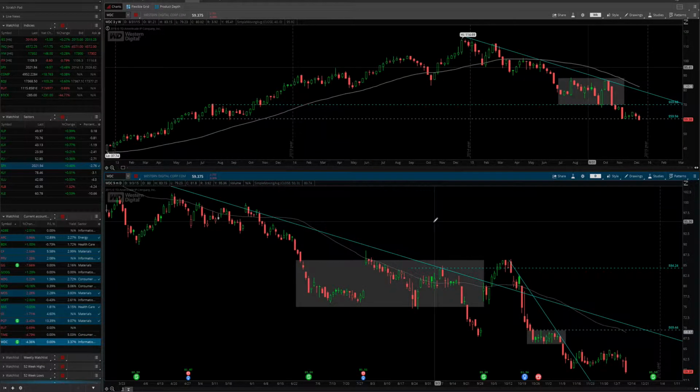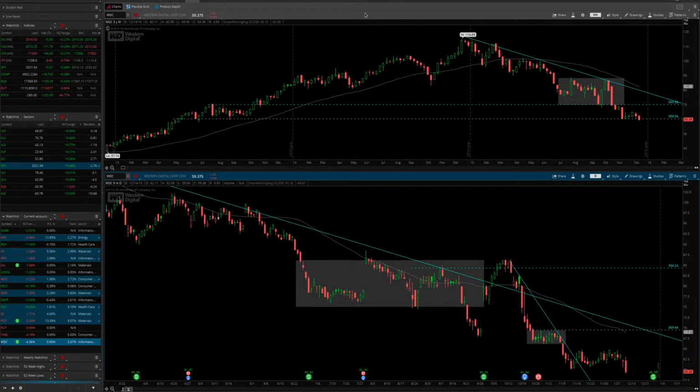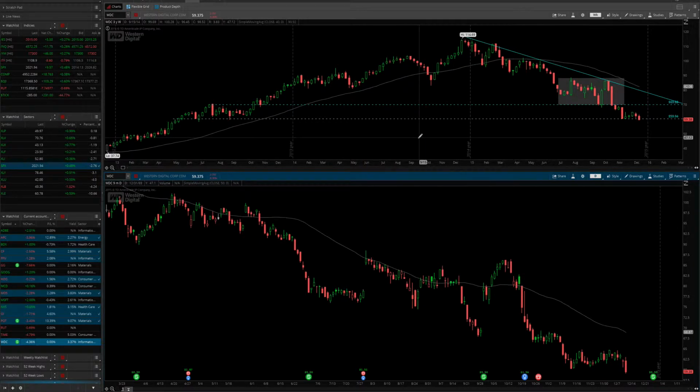And last but not least is Western Digital. We'll remove all these drawings just so you can get a better idea of what exactly we're looking at here. This was a trade that I did take on this small breakdown. We were able to pick up a little bit of money on it, but nothing major. But here you can see it broke down on the weekly chart below a downtrend line. Now it looks like it's setting up for a daily breakdown as well. Here's your box.